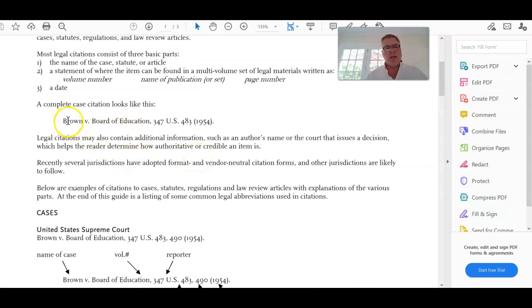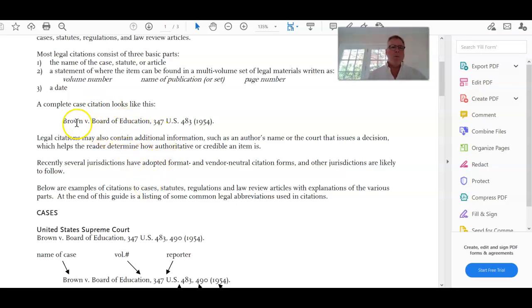The first part of the citation is the name of the case. If it's a civil case, it's so-and-so versus so-and-so. In Massachusetts, if it's a criminal case, it's Commonwealth versus so-and-so. In the United States, if it's a criminal case in federal court, it's United States versus so-and-so.